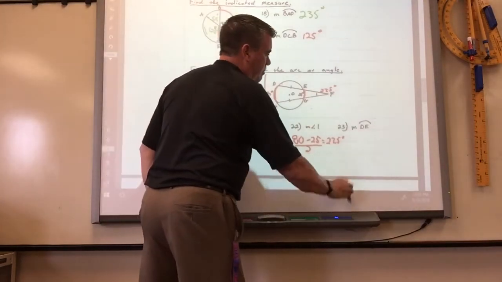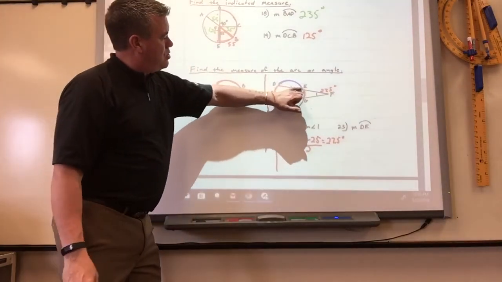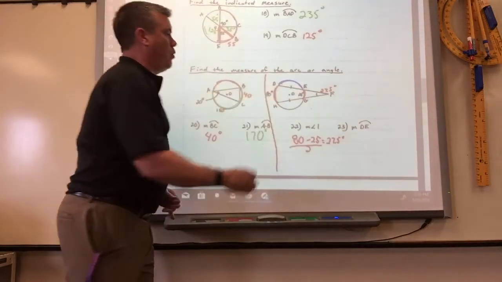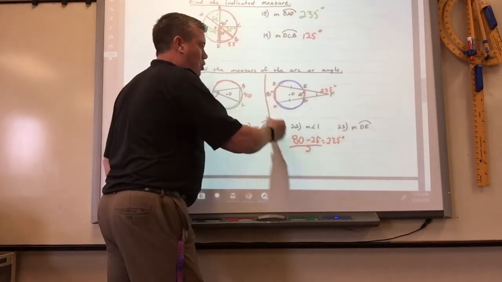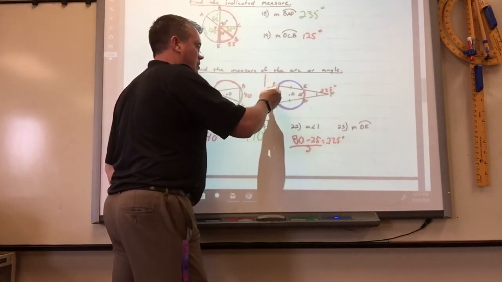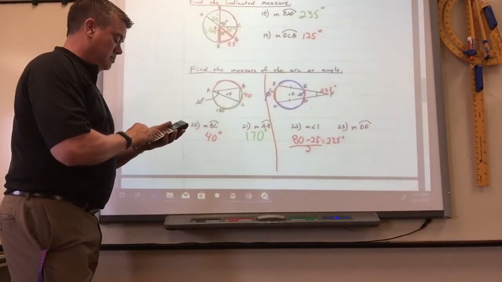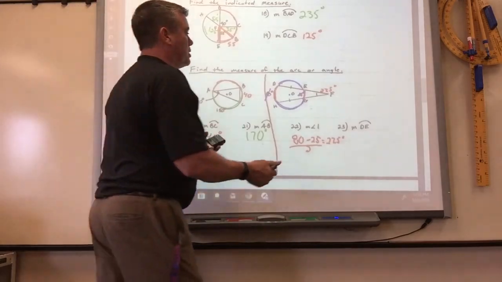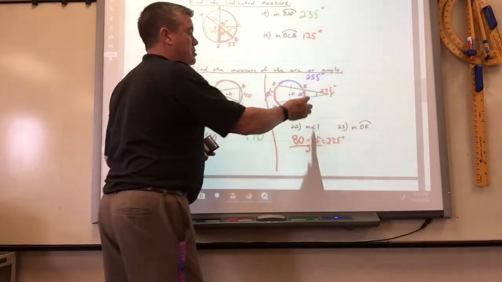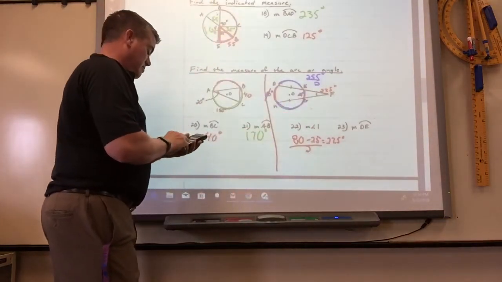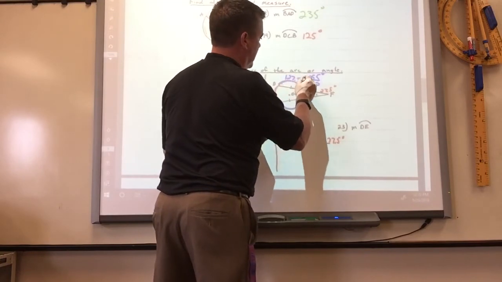Then we want the measure of DE. Well, if you notice, this chord and this chord are the same, which means this arc and this arc are the same. A whole circle is 360. You take off the 80 and the 25. Leaves you with 255 degrees. Since they're the same, you just divide it by 2. So that would be 127.5 degrees.